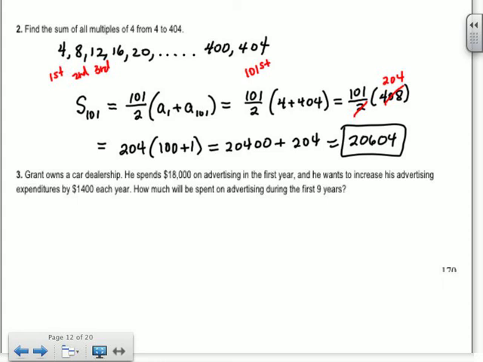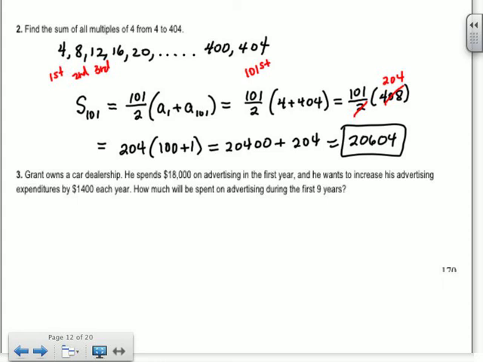Elle's boyfriend here, Grant, owns a car dealership. So he spends $18,000 on advertising in the first year, and he wants to increase his advertising expenditures by $1,400 each year. How much will be spent on advertising for the first 9 years?